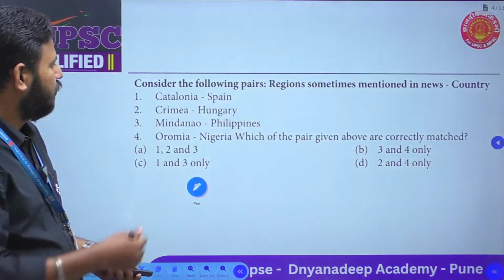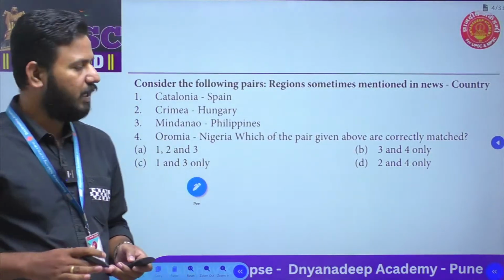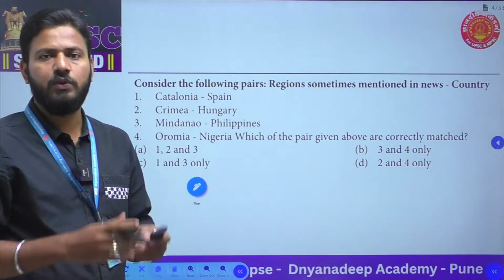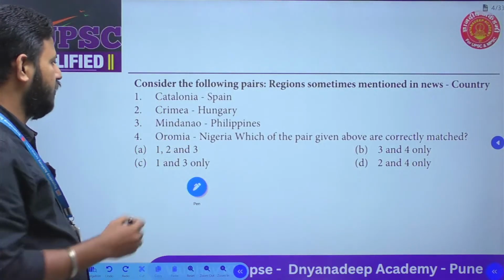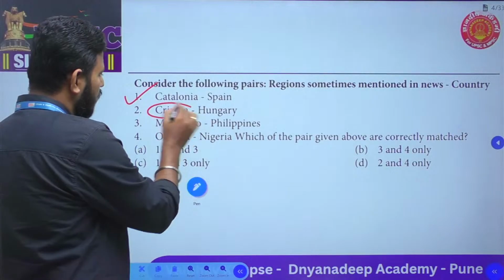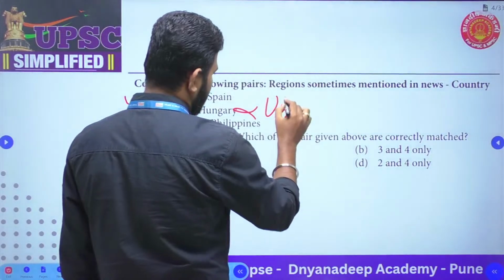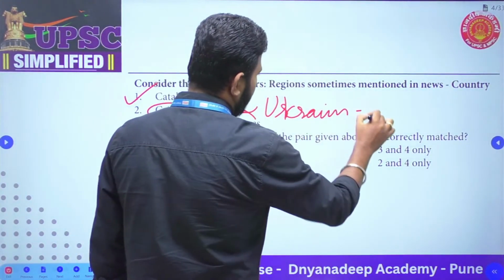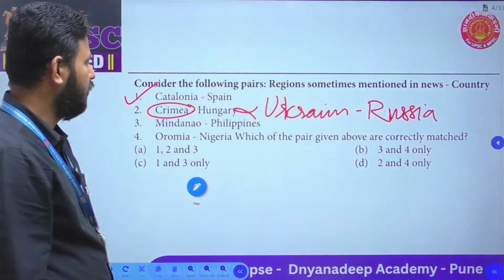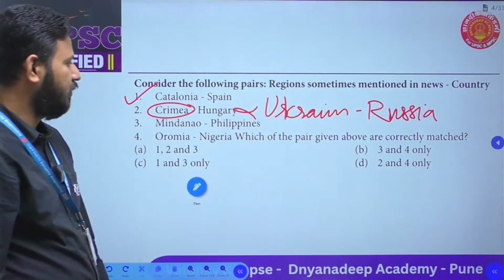Now going to the next question. Consider the following pairs: regions sometimes mentioned in news and the country. Now we have some countries given here and some places in those countries which were in the news recently. Let's go through each of these options. Catalonia is a province in Spain. This is true. Crimea was always in the news, but this is in no way related to Hungary. This is between Ukraine and Russia. This province was captured by Russia in 2014 and 15. So Crimea is related to Ukraine and Russia and not to Hungary.